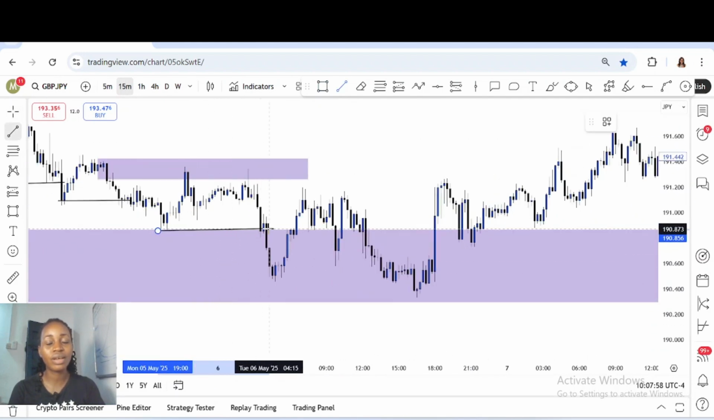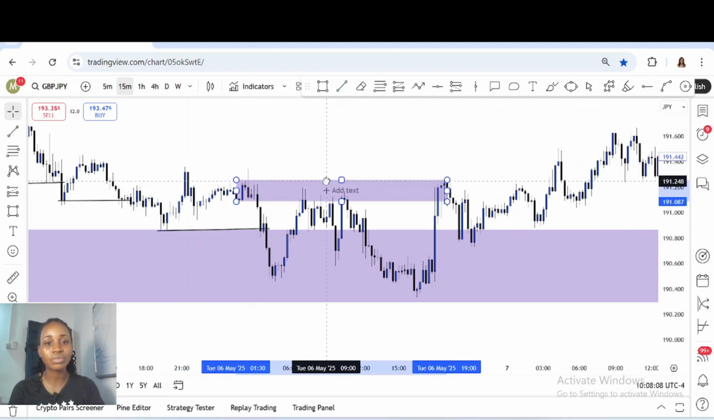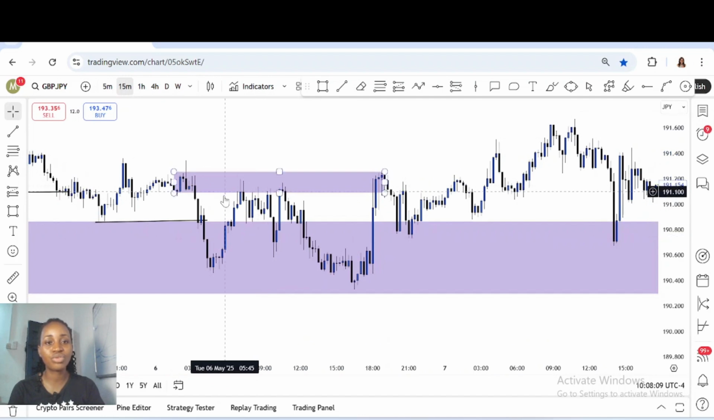Can also identify another break here. And where is the origin? This is the origin, right? So I'm going to bring this here. This is the origin. Price traded into this origin here, came back down here. Now price also gave us a new break of structure.